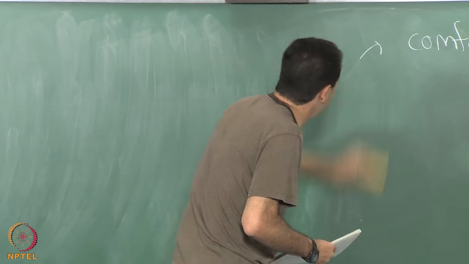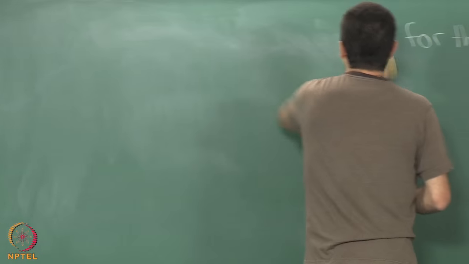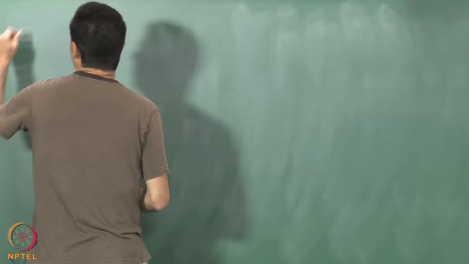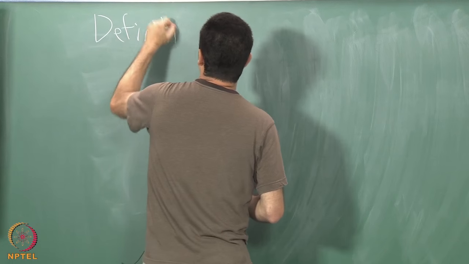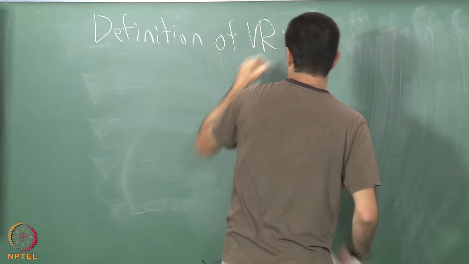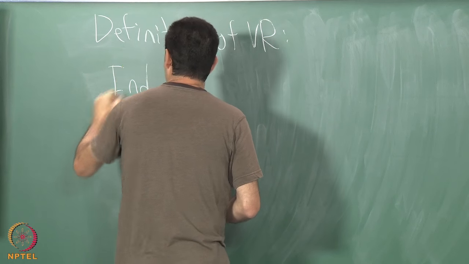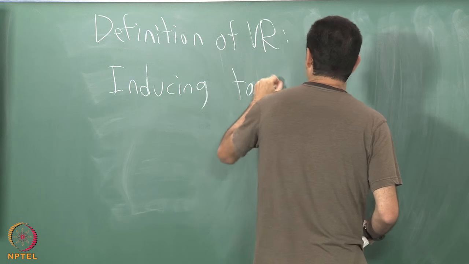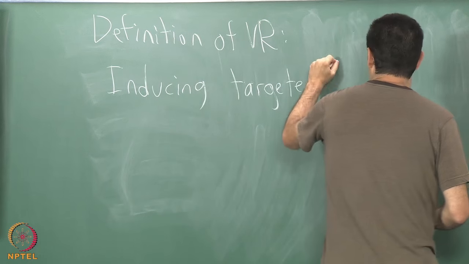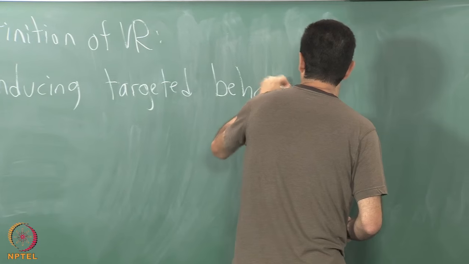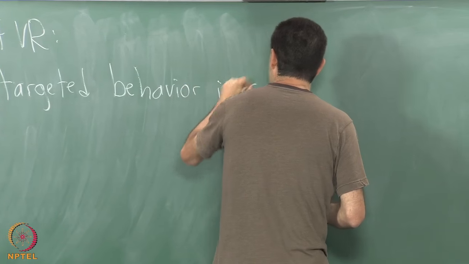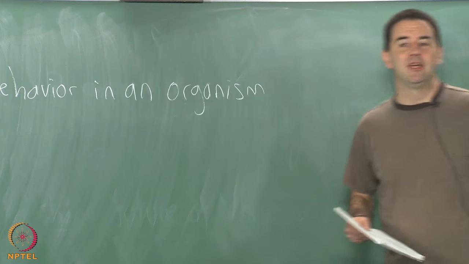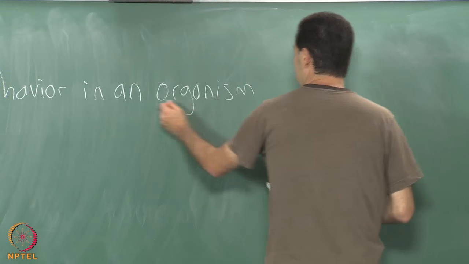I've seen quite a few definitions around. Very often they seem technology dependent. I'm going to try to give one that looks more fundamental, let's say, and perhaps a bit surprising. So I will call, let's see, definition of VR: inducing targeted behavior in an organism. Using the word organism, may or may not be a human. So pay attention to that.